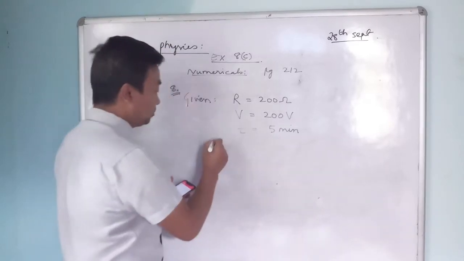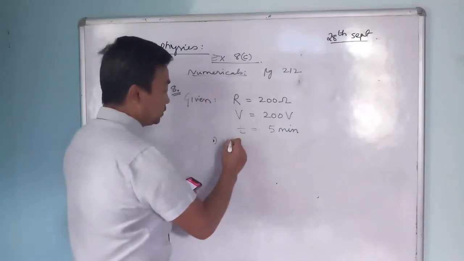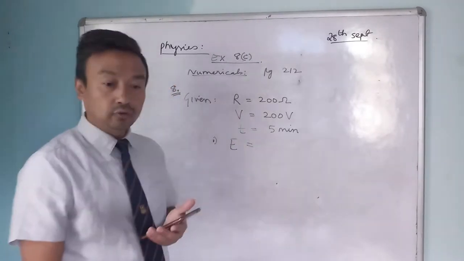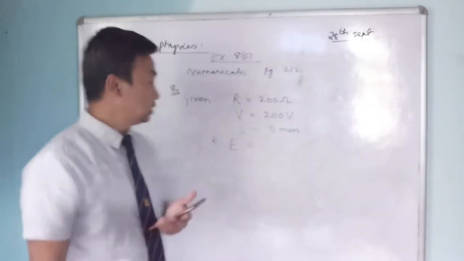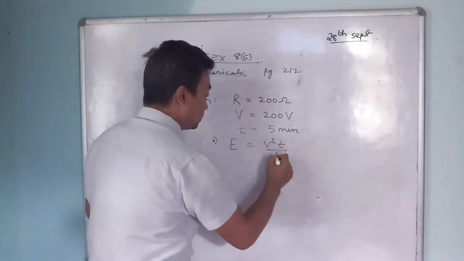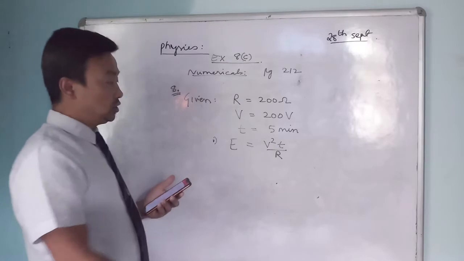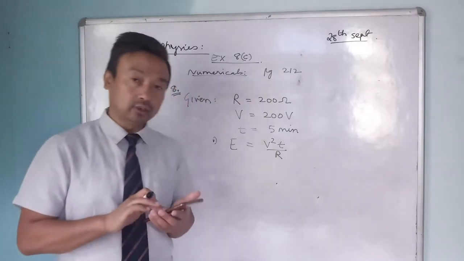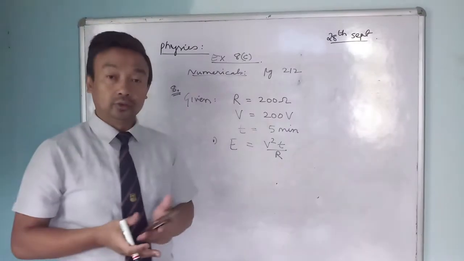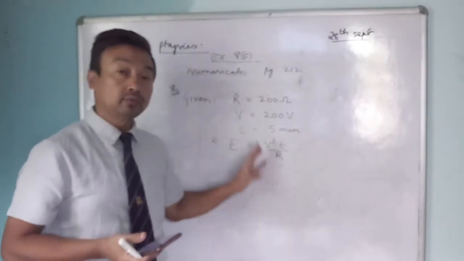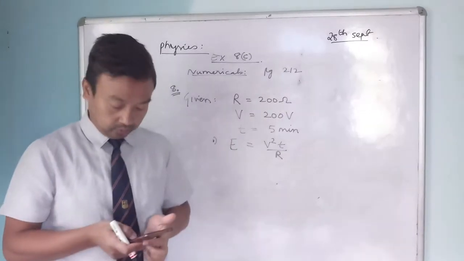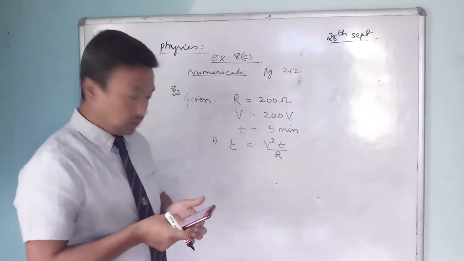So first of all, let us find the energy. When R, V and T are given, which formula will you use? I think there is a third formula, which is V square T by R. So this is the formula for the electrical energy when these three things are given to you. Here we cannot use the formula for the current I because the current is not mentioned here. Alright. Now you just have to substitute and you get the answer.